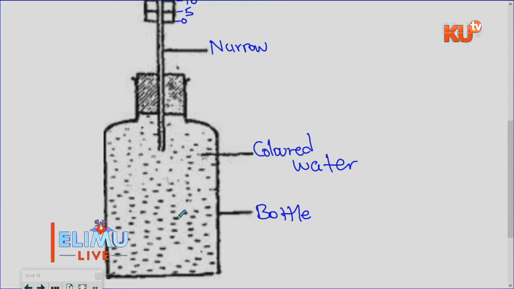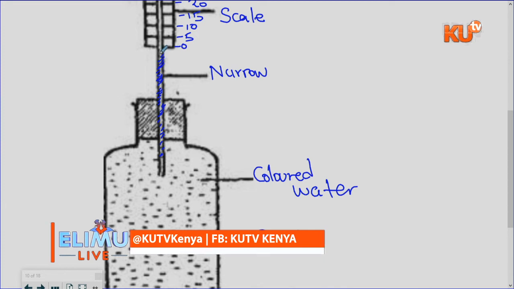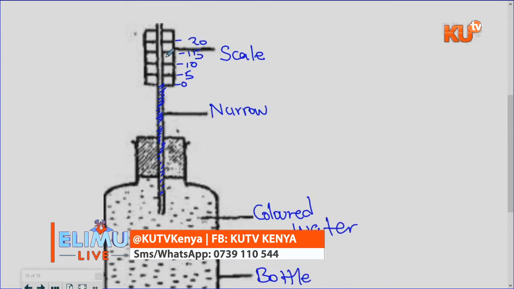So when the temperatures are high, the colored water in the bottle gets heated. As it gets heated, it expands because matter expands when heated. As it expands, it moves upwards. So with an increase in temperature, the colored water keeps rising. As it keeps on rising, we'll get a higher reading on the scale. So as temperature rises, we get a higher reading on the scale.